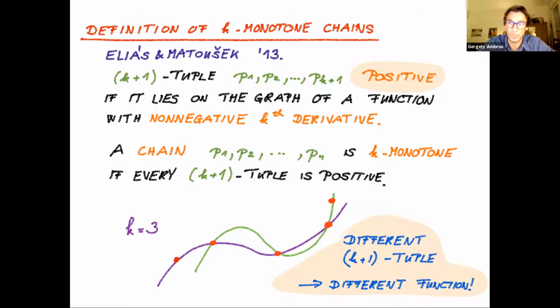Günther Rothe gave some example for k being at least 3. For k equals 1 and 2, it is true that one can just write all the points on a graph of a function whose kth derivative is non-negative, but for k being at least 3, this breaks down. So that's the reason why this definition is so complicated, at least seemingly complicated.